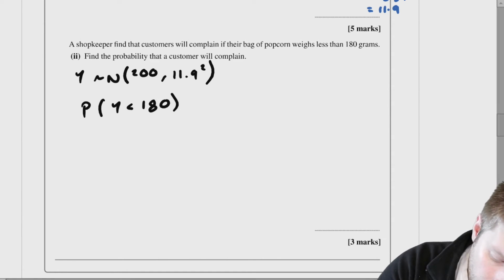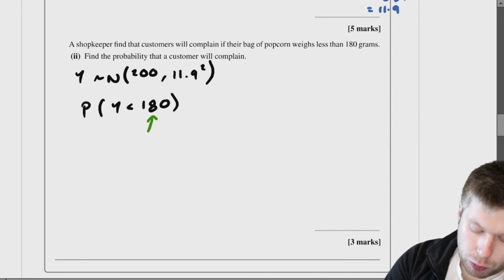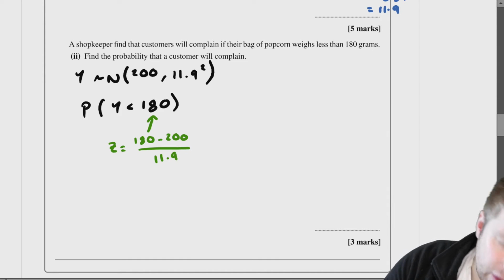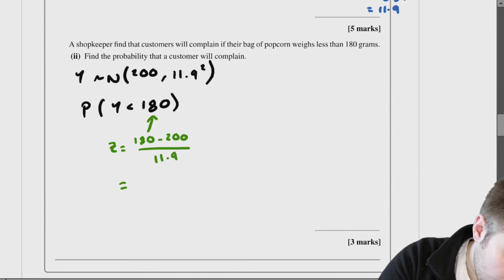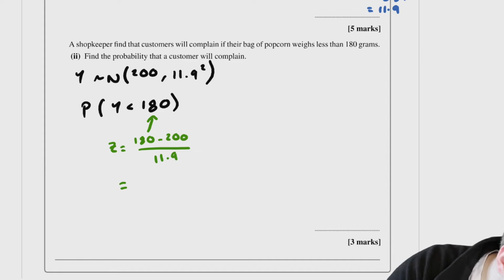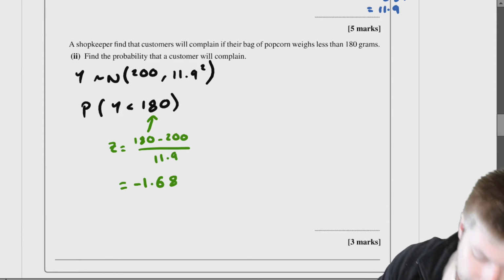Well, remember, I need to standardize this first because I'm going to be using my normal tables. So Z is going to be equal to, I'm going to take the 180, take away my mean, which is 200, and divide by my standard deviation, which is 11.9. If I stick that into my calculator, I get negative 20 divided by 11.9, that's negative 1.68 units of standard deviation from the mean.